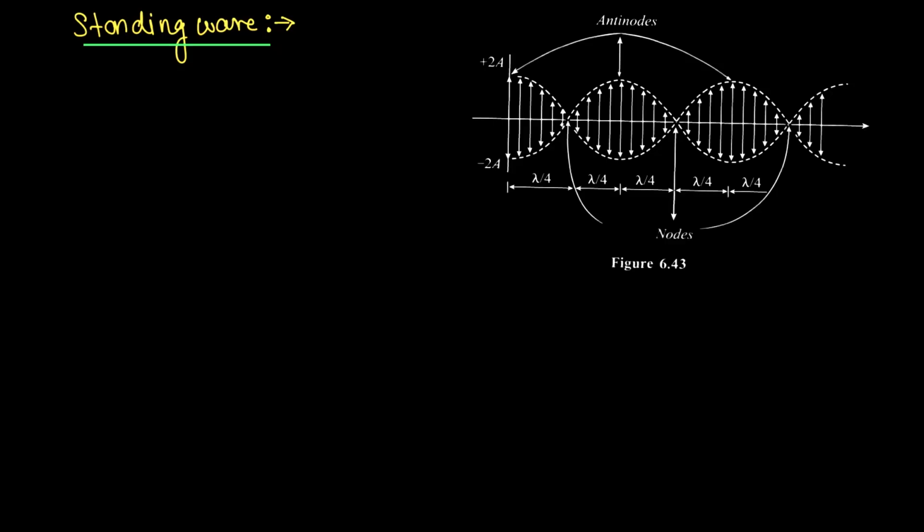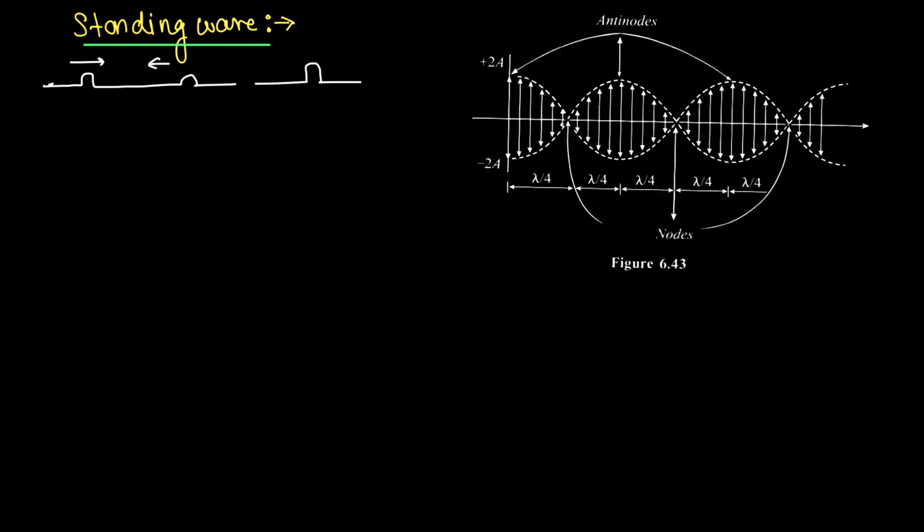Standing wave, and sometimes you also say stationary wave. It's basically interference of two waves which are moving in opposite directions. So like these two waves are moving in opposite direction. Whenever they combine, they might form a standing wave.